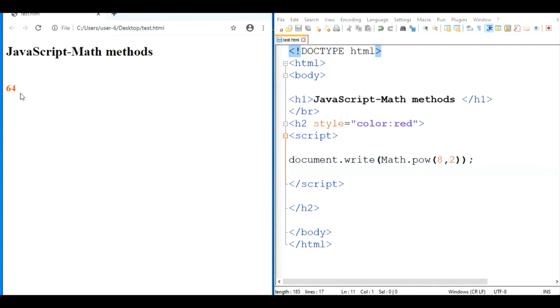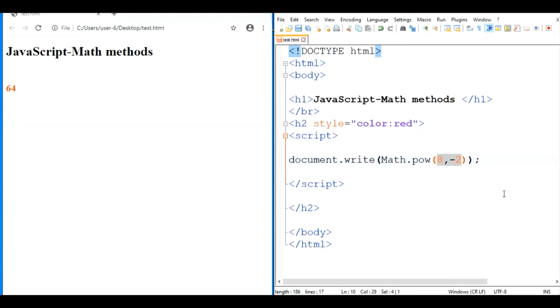So we can also give a negative number here. What happens if I give 8 comma minus 2? What happens is this becomes 8 to the power of minus 2.